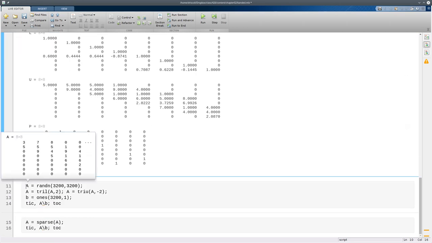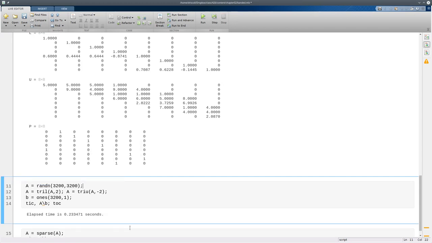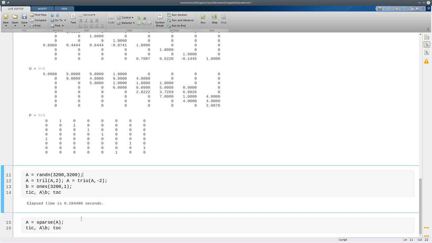MATLAB can take advantage of banded structure automatically. So here I'm going to create a rather large matrix, 3200 by 3200, given an upper and lower bandwidth of 2, and then solve a linear system with it. So let me run that a couple more times, try to get an accurate timing. So you see it's about 0.18 or so in terms of the time.